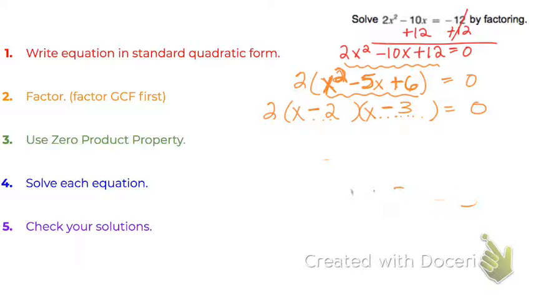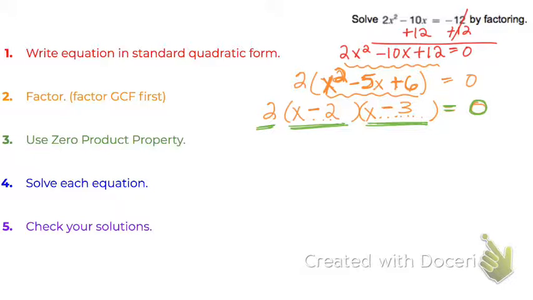So now that we have factored it fully, we're going to look at what we have and use the zero product property. So product means multiply. The zero product property tells us if you are multiplying numbers together, which we're multiplying these three terms together, and the answer is 0, then one of those has to be 0, or more than one has to be 0.